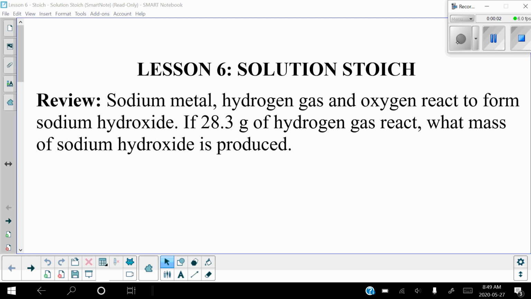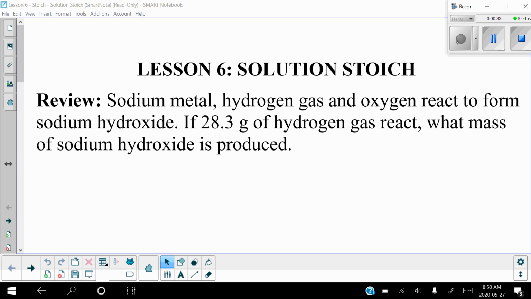Hello everybody, welcome back. Today we're taking a look at lesson 6, which is solution stoich. Now, we've been doing solution stoich in unit C and unit D. However, for some reason, students struggle with this type of stoich the most, even though we've seen bits and parts of it already. Before we get started, let's do a review of the other stoich that we've learned, and then we'll move into solution stoich.